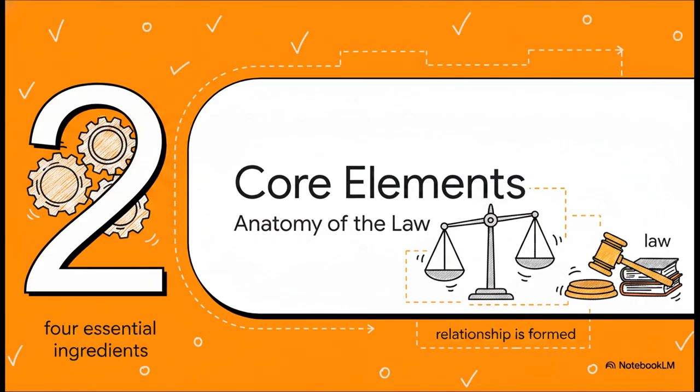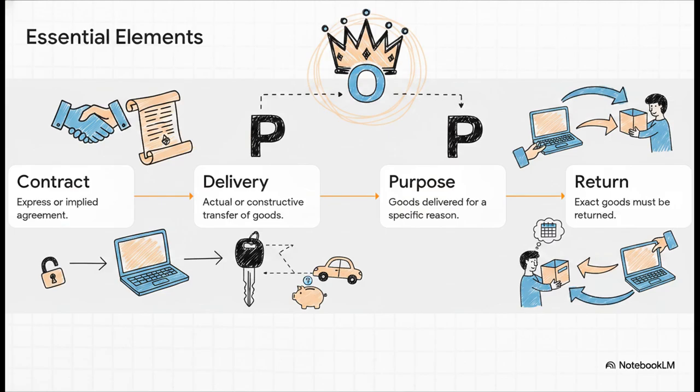Moving on to Part 2, Essential Core Elements, the Anatomy of the Law. To understand exactly how this relationship is formed, you need 4 essential ingredients. Without all 4 of these, you do not have a valid bailment. First up, there has to be a contract. Now, this doesn't mean a signed piece of paper. It can be entirely implied just by the act of handing something over. Second, the goods must be delivered. This can be actual, like physically handing someone your laptop, or constructive, like tossing someone your car keys so they can get in. Third, there needs to be a specific purpose.